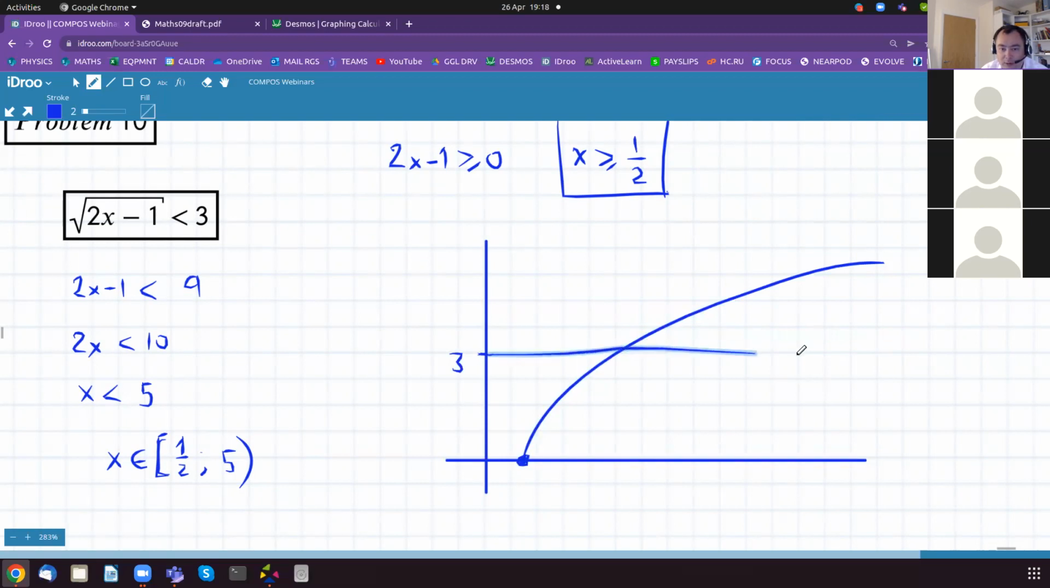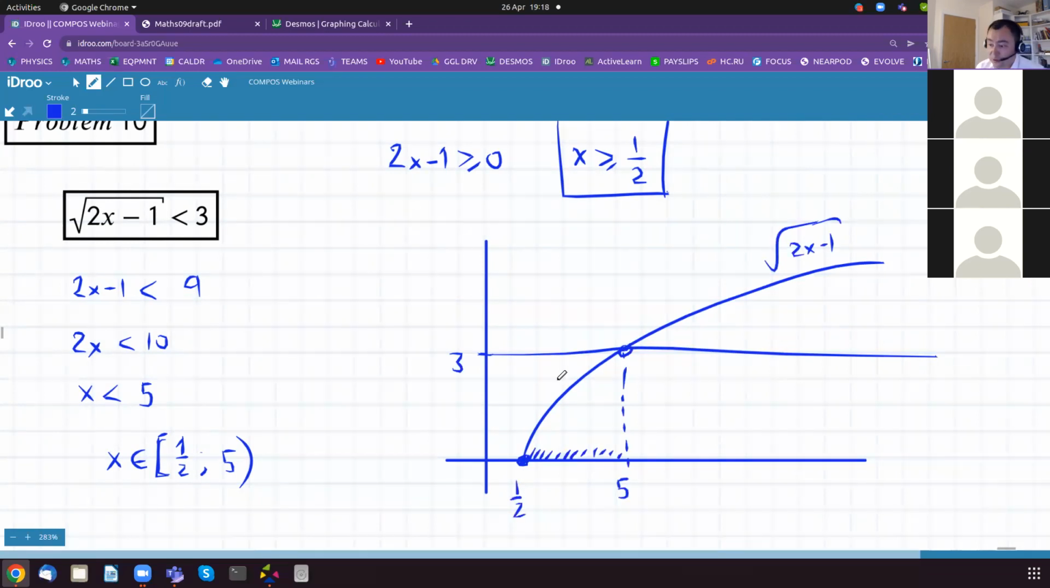3 is here. So we need to find where they intersect, and this is in fact 5. So anything where it says below 3, where is this function, which is square root of 2x minus 1, below 3? And it's below 3 here, from a half to 5.